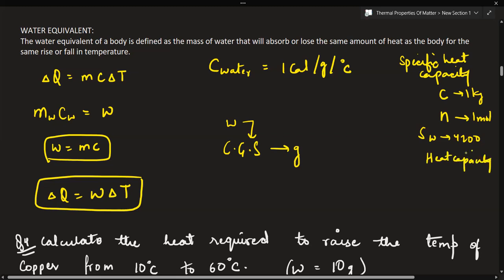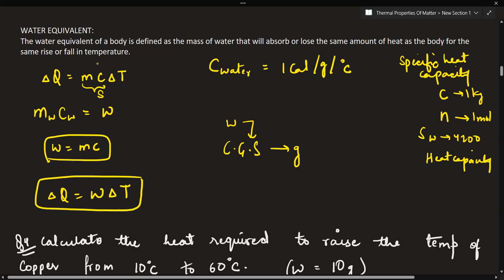That was heat capacity. All right. When we talk about the specific heat, specifically the heat capacity of water, we say that is the water equivalent. Like M into C, we used to write it as S. In the previous case, what was heat capacity? That was the product of the mass of the substance and the specific heat capacity of the substance.